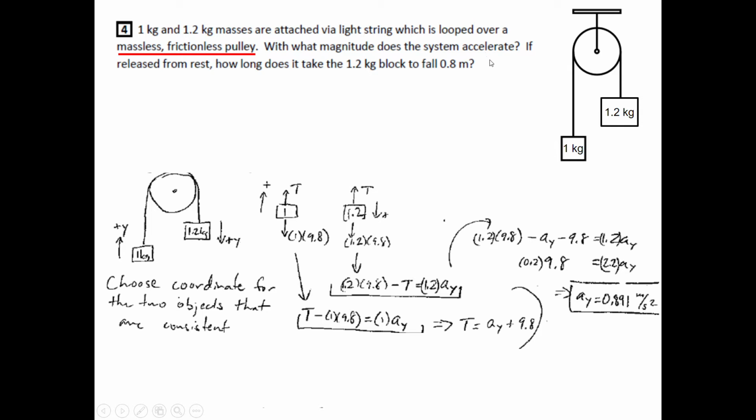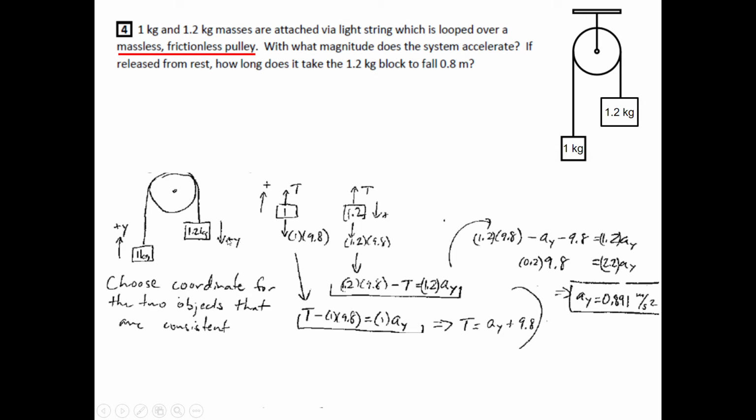With what magnitude does the system accelerate? That means that this one is going to accelerate up at that rate. This one's going to accelerate down at that rate, right? And in this case, we're not just guessing about the direction. The fact that positive was up and positive was down there, and we got a positive ay, means that both of these are accelerating in the positive direction.